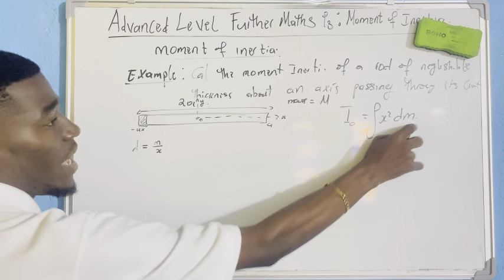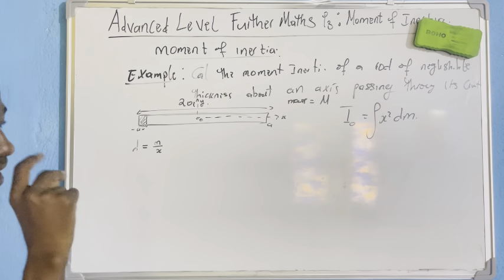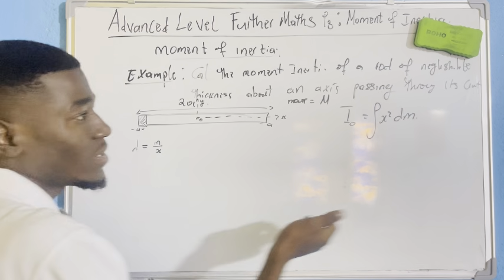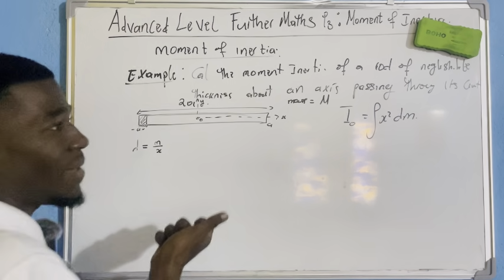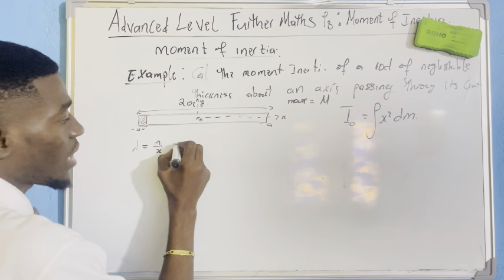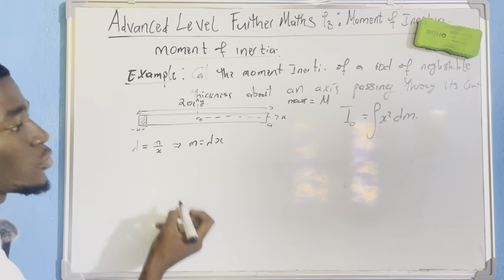I'm looking for dm. So from here you see that I can come out with my m. But to come out with m, I'm looking for dm. dm means a small displacement of m, or an elementary mass. So I will make m the subject. I will have lambda x. Then I will look for dm. To look for dm, I should what?